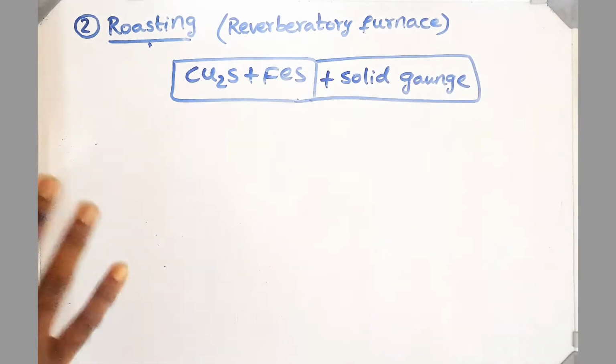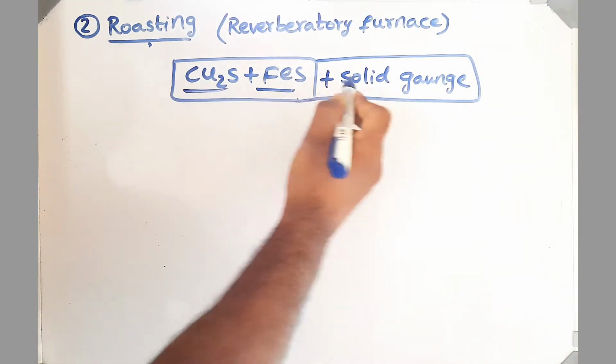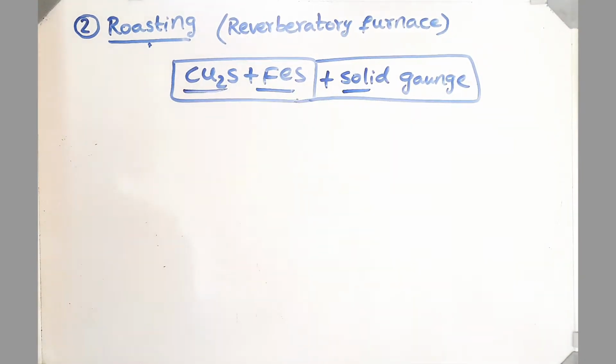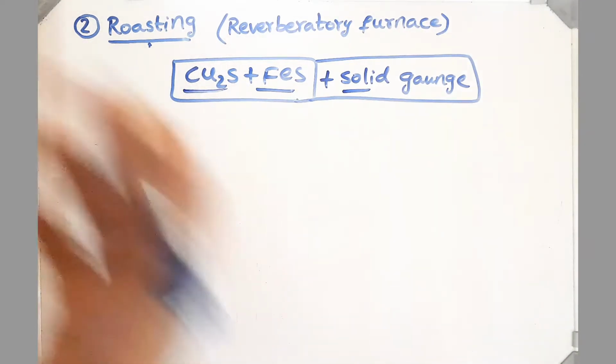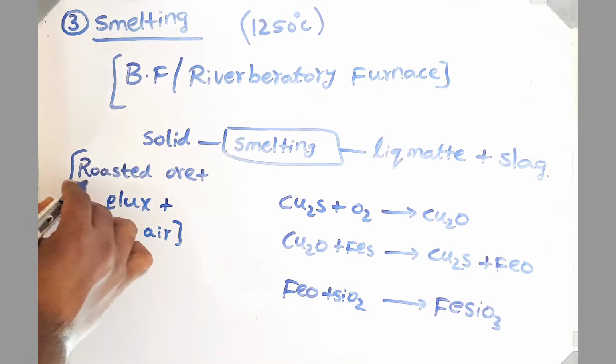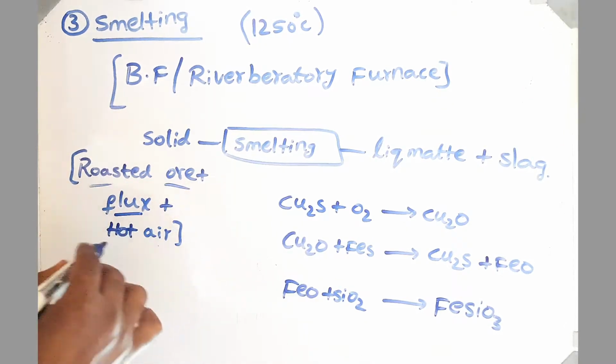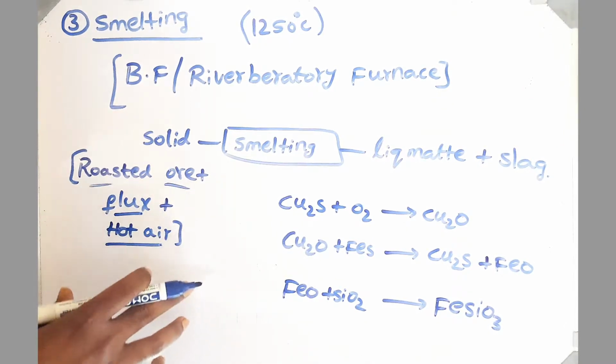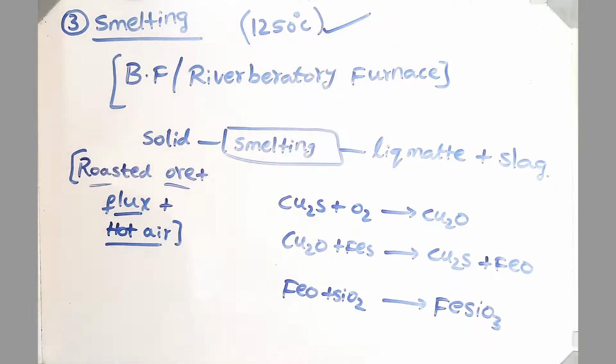So friends, by the end of roasting step, we have copper sulfide plus iron sulfide along with the solid gangue or the solid oxides which were not able to get removed as volatile oxides in this step. Friends, during smelting, we take the roasted ore and we add flux, which is lime or sand, and hot air. These are our reactants. During smelting, we go to high temperature, greater than the melting point of the slag and the melt.